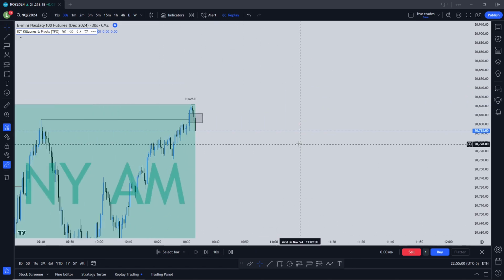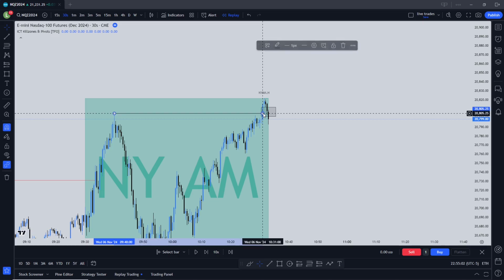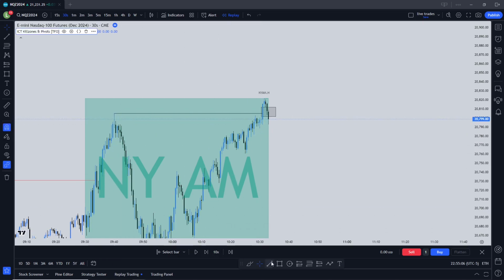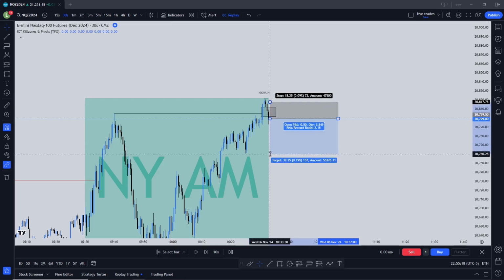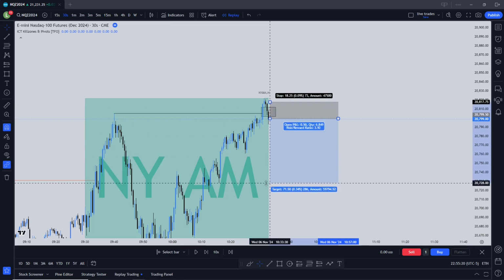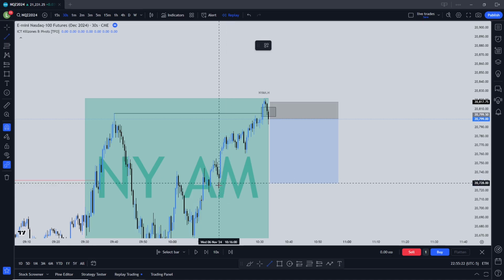So here we have this fair value gap. And again, we just swept the highs of the session, which can be another important thing. If you have this indicator on, it'll show you that. So we just got a sweep of this, and we could take a short here, targeting here. I'll target here for about a 4R.